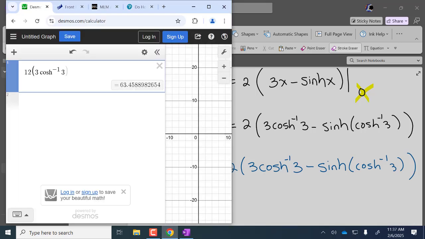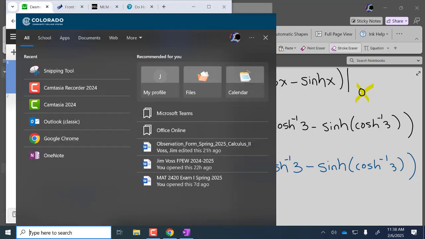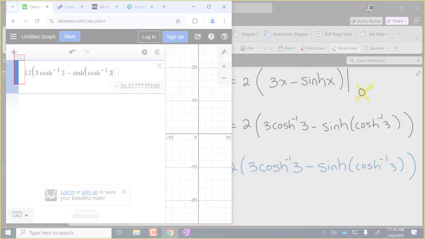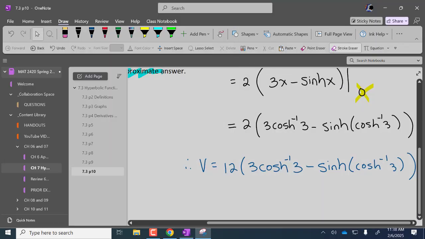And then in here we could go minus sinh of cosh 3. So that would be it. The only way to do it is to get some sort of graphing technology. So that would be our approximation.